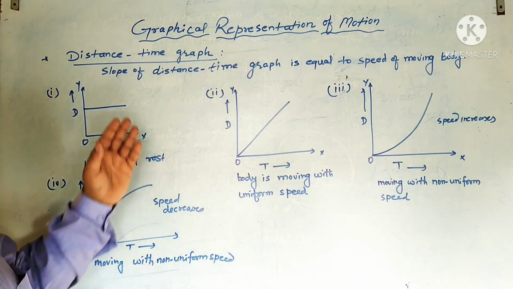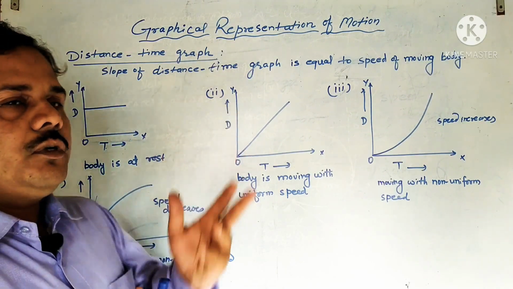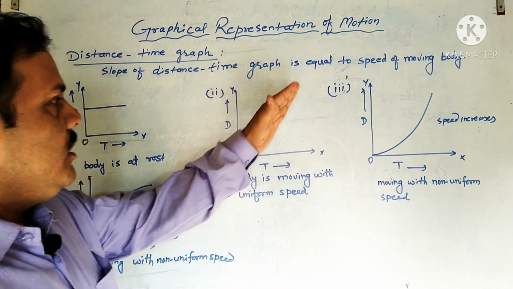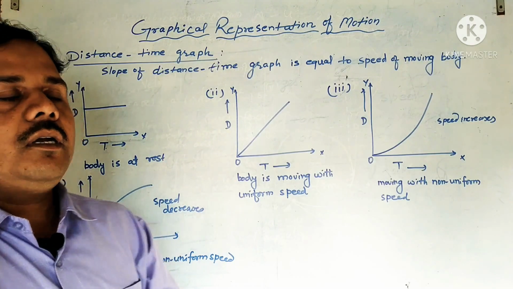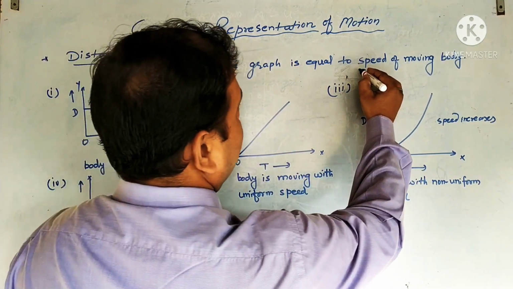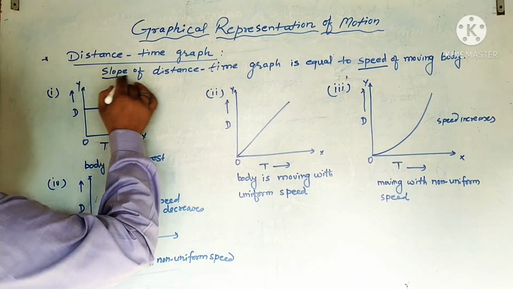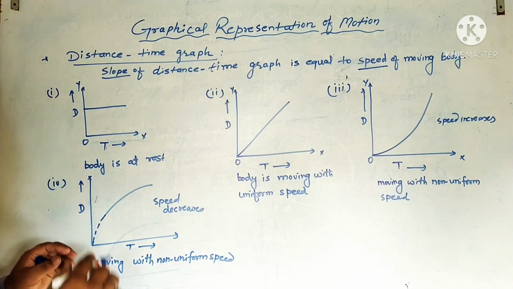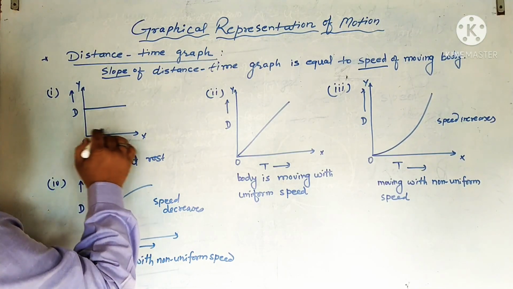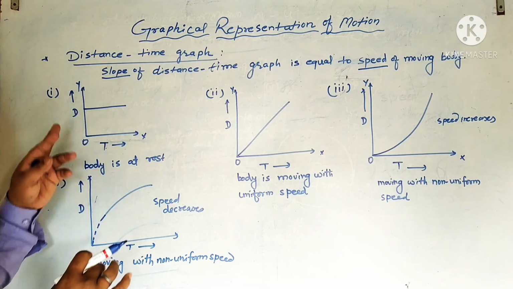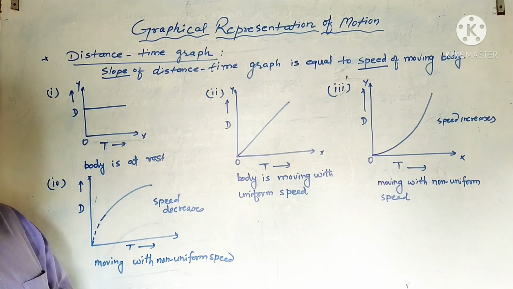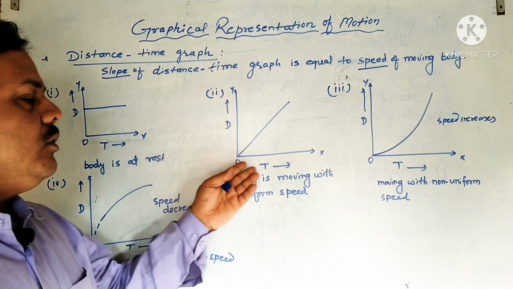ओके, नाउ फर्स्ट ऑफ ऑल सी हियर दैट इन डिस्टेंस टाइम ग्राफ, the slope of the body, whatever that we will get, that will give us the speed of a body. ठीक है, that the slope in first one. See here, this is the distance time graph, that distance I taken on y-axis and time on x-axis. Generally we will take that time on x-axis.